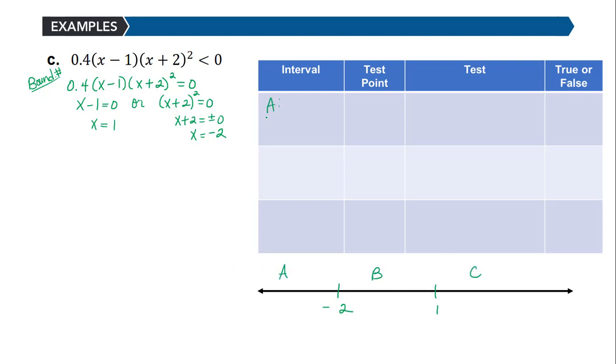Region A is to the left of -2, so -infinity to -2. Region B is between -2 and 1, so -2 to 1. And then region C is everything to the right of 1, which is 1 to infinity. So a test point in region A would be something like -3. A test point in region B would be 0. And a test point in region C would be 2.